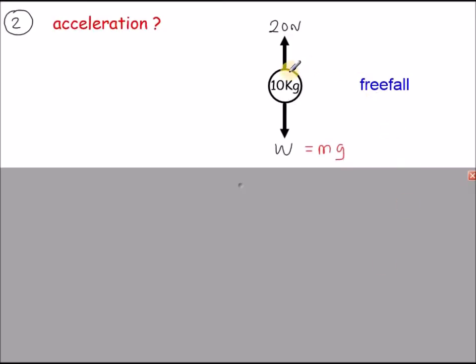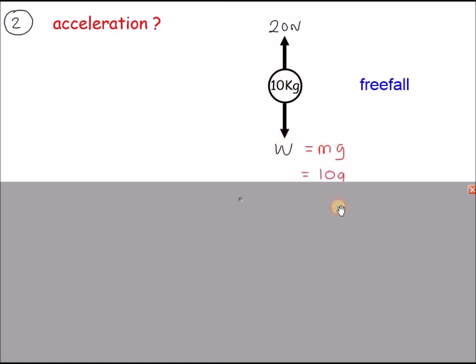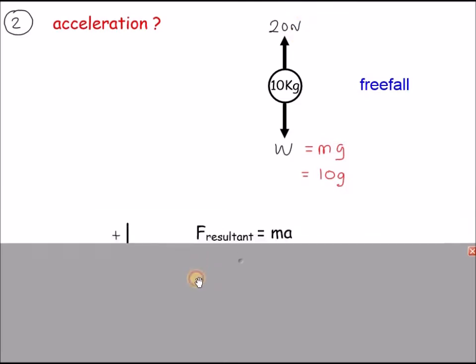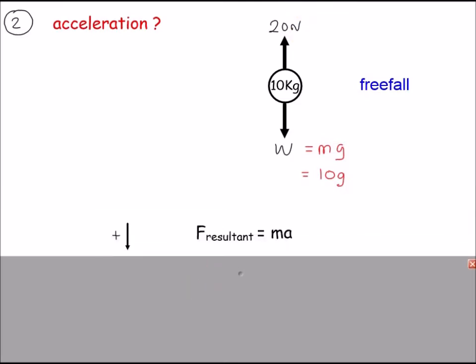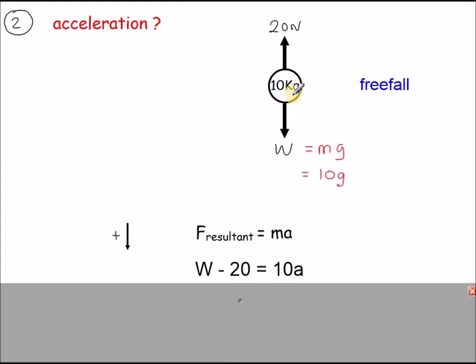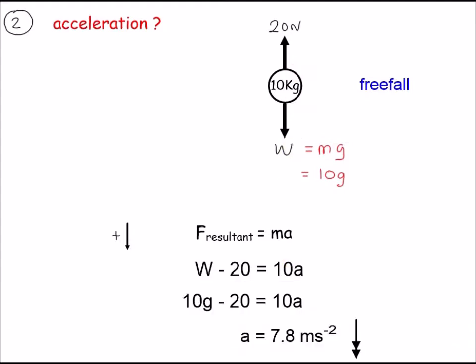Example 2. This mass is in free fall. Its weight will be m times g. The mass is 10, so it's 10g. We'll leave this in terms of g for the time being. So 20 newtons might be the air resistance. So F resultant equals ma, downwards direction is positive. So W minus 20 is the resultant force. Mass is 10. So the acceleration is 7.8 meters per second squared, downwards.